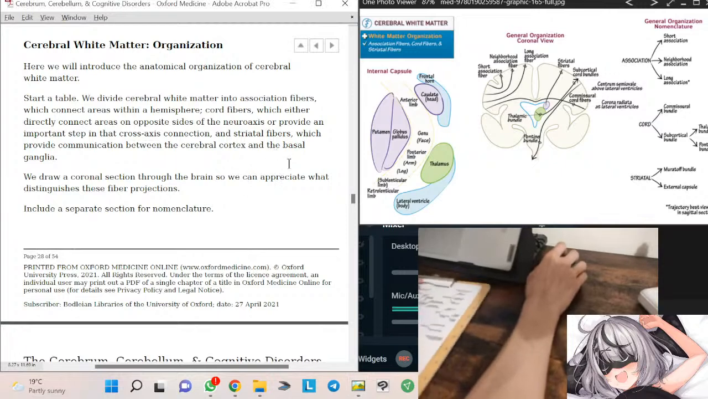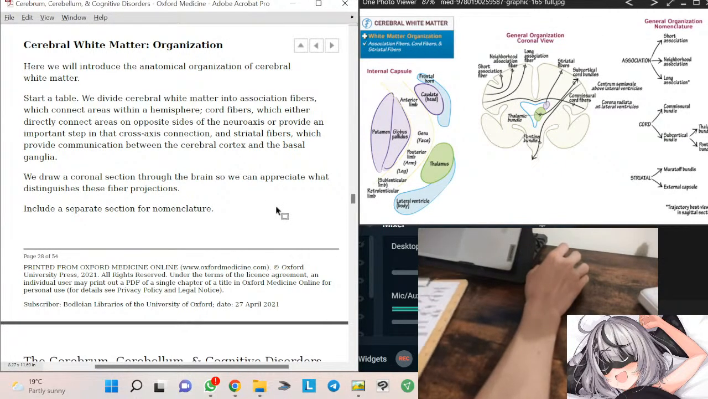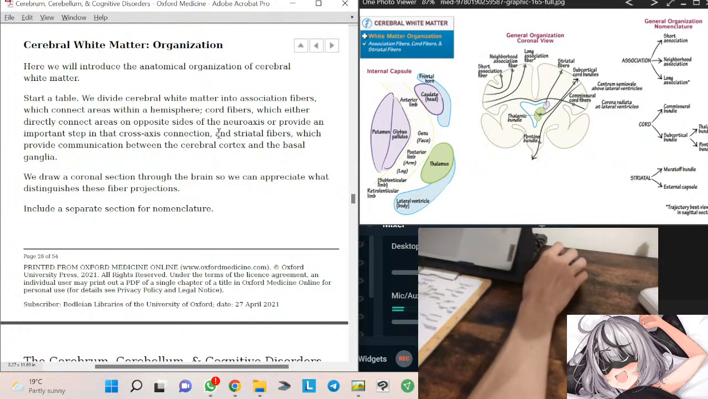Cerebral white matter organization. Substantia alba cerebri. Start a table. We divide cerebral substantia alba into association fibers, which connect areas within a hemisphere; cord fibers, which either directly connect areas on opposite sides of the neuroaxis or provide an important step in that cross-axis connection; and striatal fibers, which provide communication between the cerebral cortex and the basal ganglia.